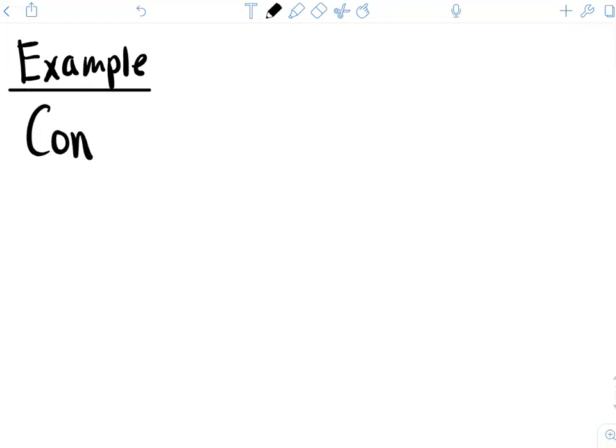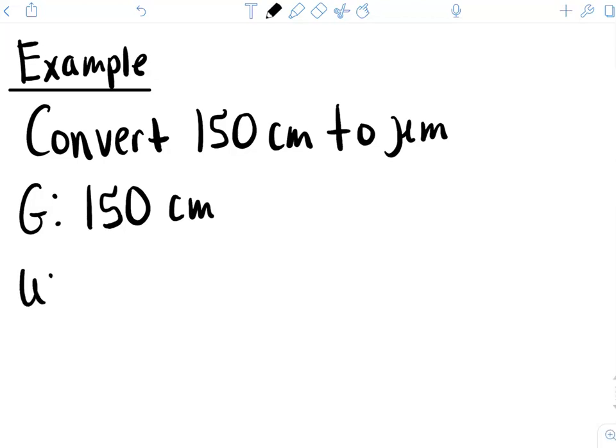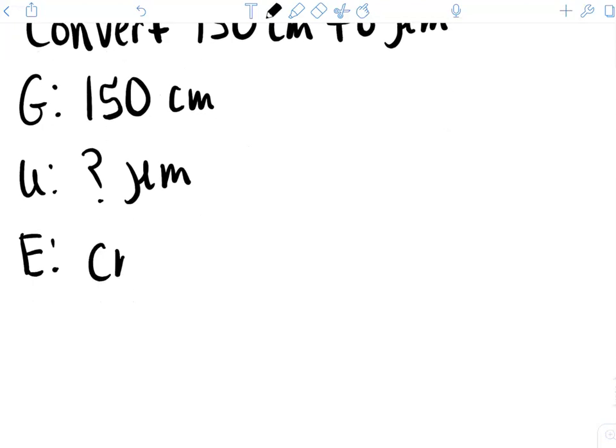So this time we want to convert 150 centimeters to micrometers. So we start out with our given of 150 centimeters. Our unknown, or the thing we're trying to get to, is going to be so many micrometers. And then we have to figure out our path for our units. So we know we're going to start with centimeters.